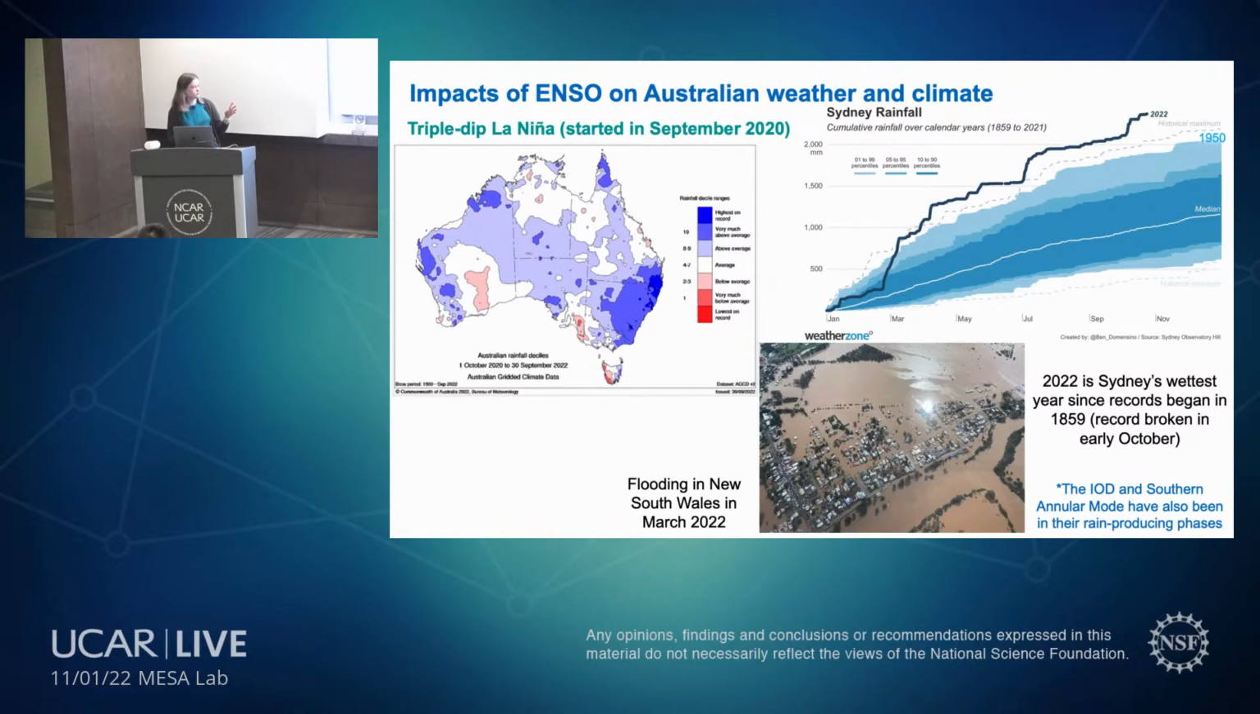But I will also note, as before, that while we do have this prolonged La Nina, there are also other climate modes that have spent considerable time in their rain-producing phases for eastern Australia. So the negative IOD over the last couple of years, as well as the positive southern annular mode.